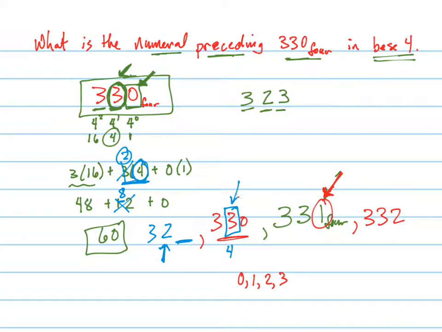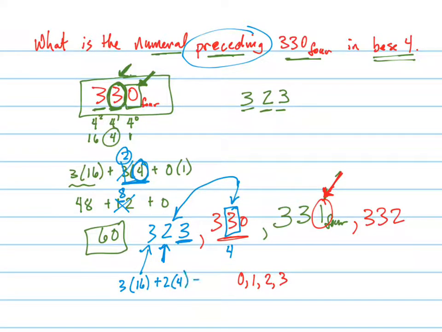So changing this number from 3 to 2 takes 4 away from the number. But I don't want to take 4 away from the number. I want to find the number preceding it directly. So I have to add 3 back. How do I add 3 back? I put a 3 in the ones place. So now my number is 3 times 16 plus 2 times 4 plus 3 times 1.